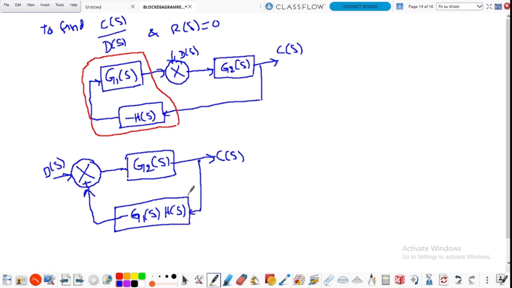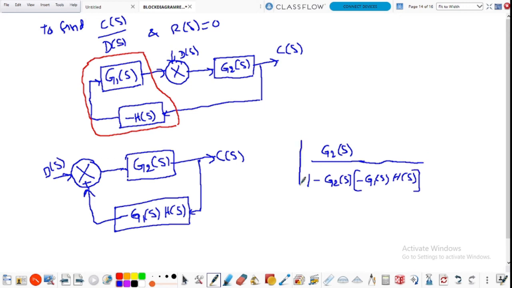Now eliminating the feedback path. So G2 of S by elimination of the feedback path. G2 of S by, now where the positive feedback is there. So 1 minus positive feedback, 1 minus G2 of S into, what is the feedback element here? Minus G1 of S into H of S. Elimination of the feedback.